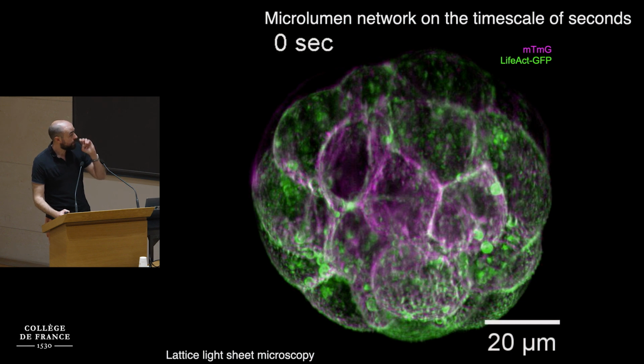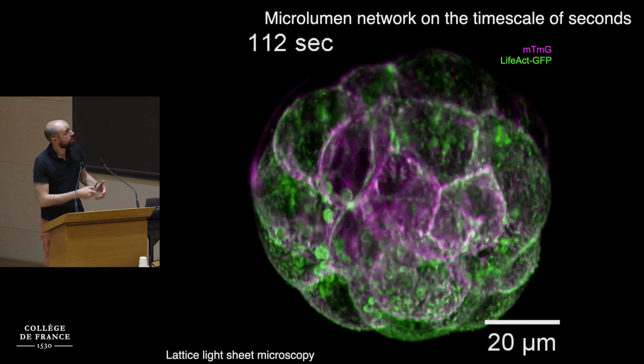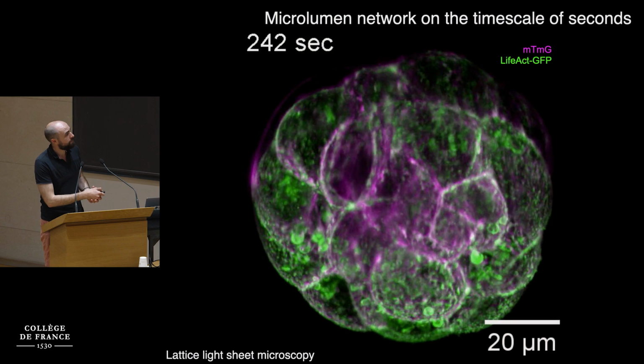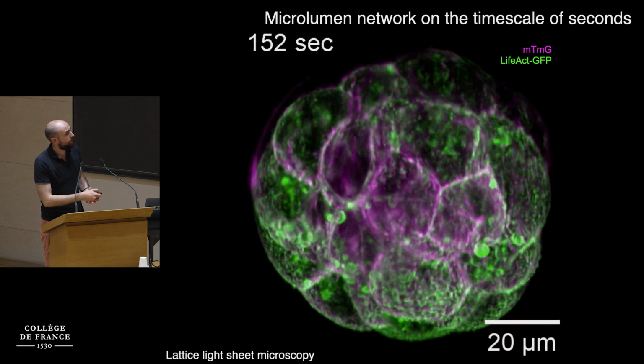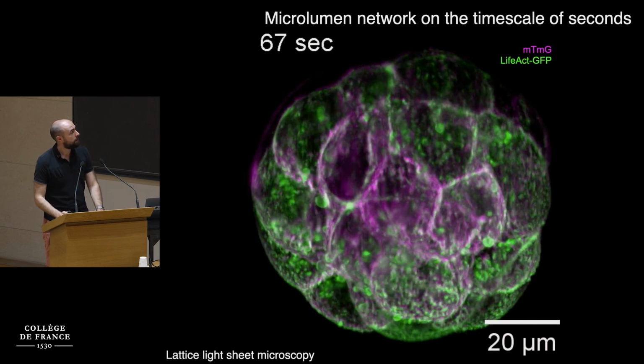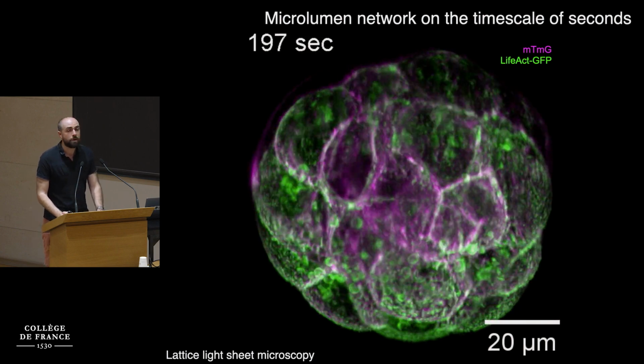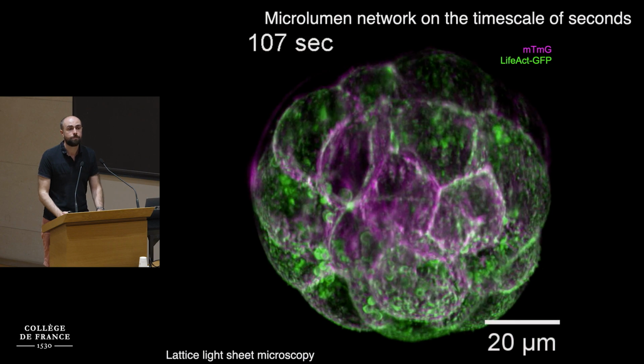illustrate what happens. So this is a lattice light sheet microscopy movie, and so this allows us to go very, very fast in 3 dimensions, and we are looking at actin in green and membrane in magenta. And what you see is that we are imaging every 5 or 6 seconds or so, and you see those spherical structures which pop up and disappear in the green channel. So these are actin-labeled structures which are very transient and which are spherical.